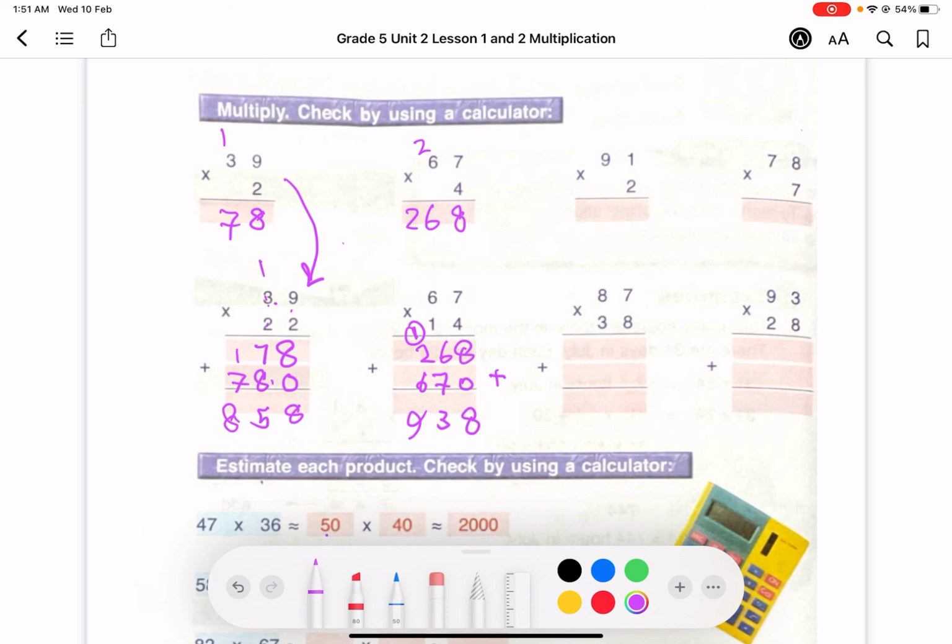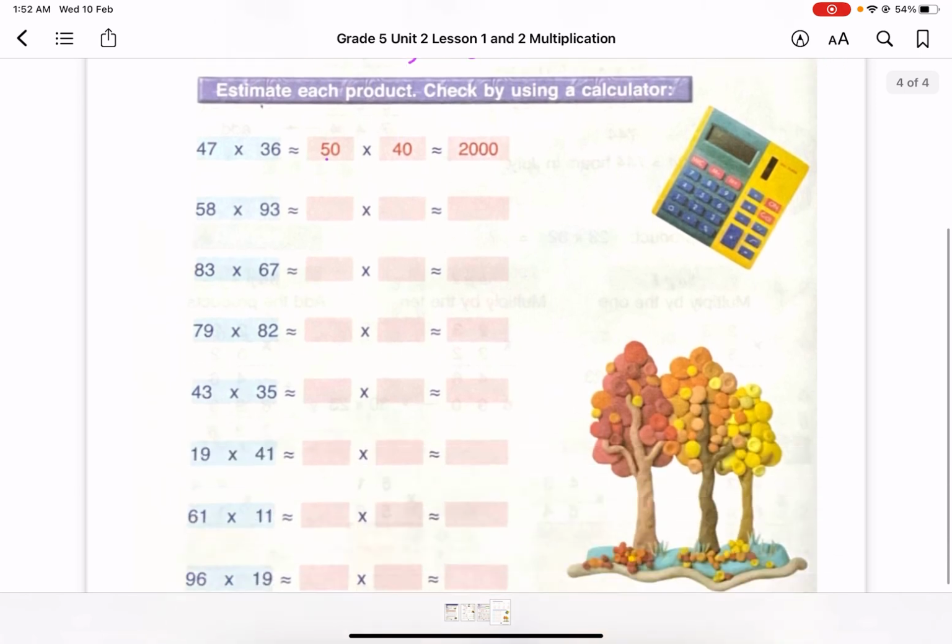These alone, they are not related. Each one is a different question. So this is your first homework. You are going to do these 4 questions. Okay? Now let's do here.